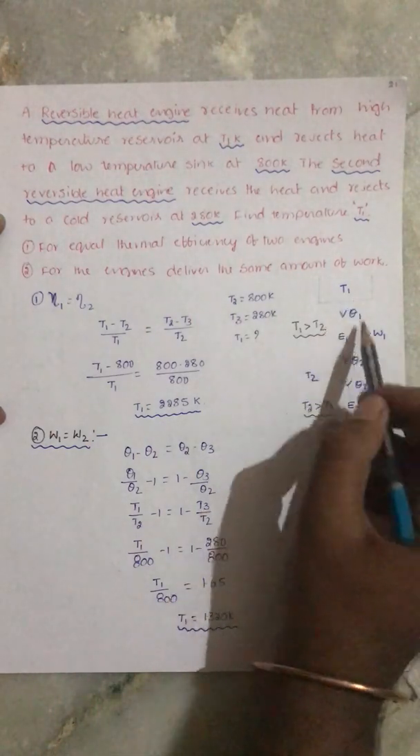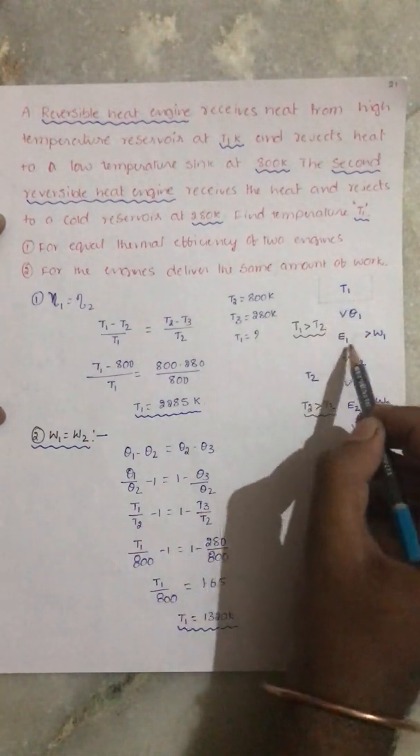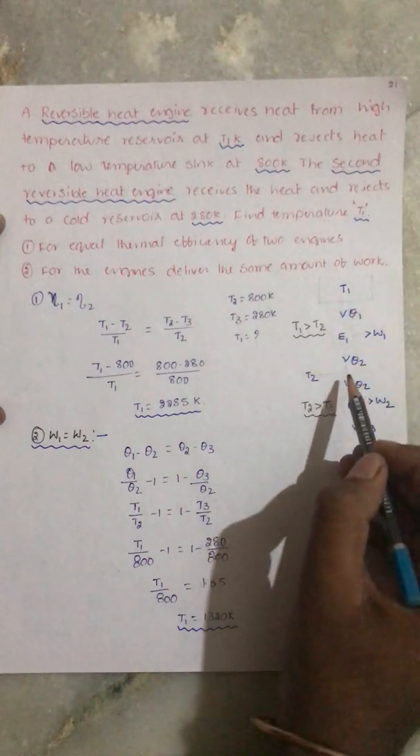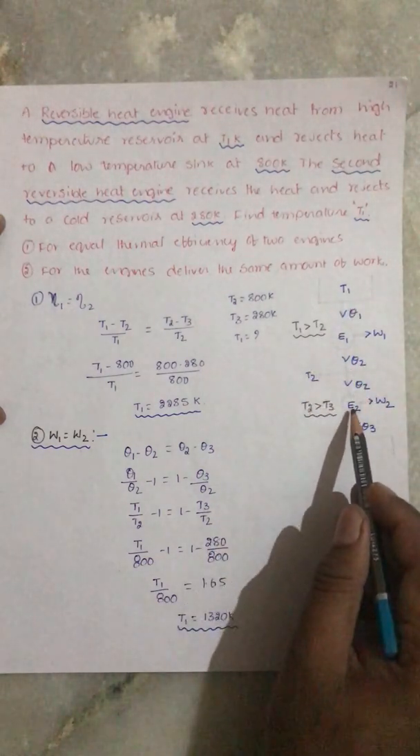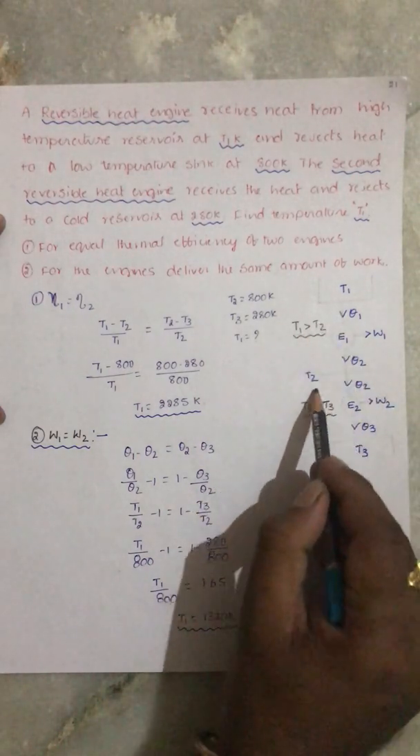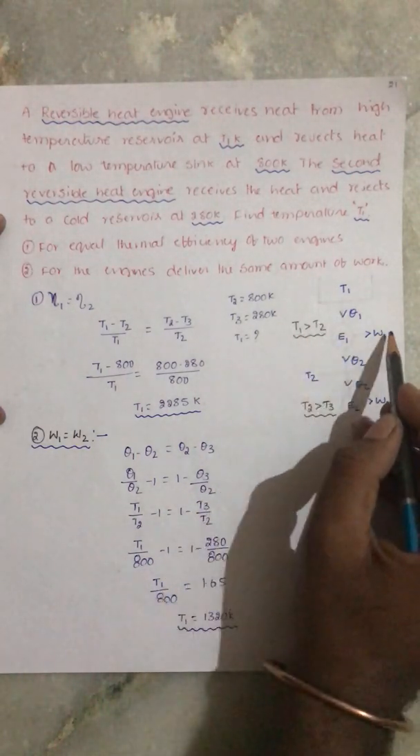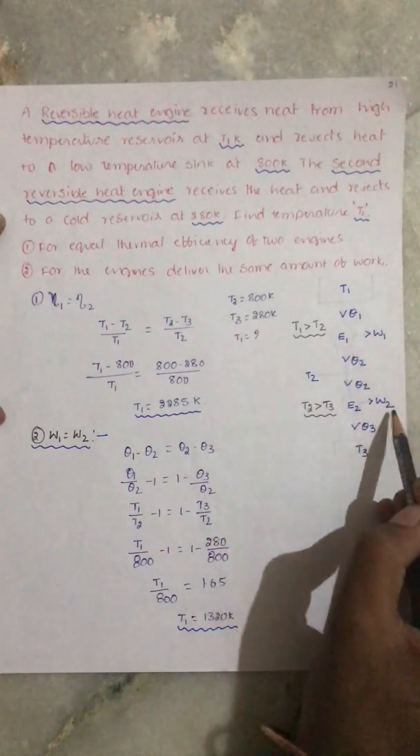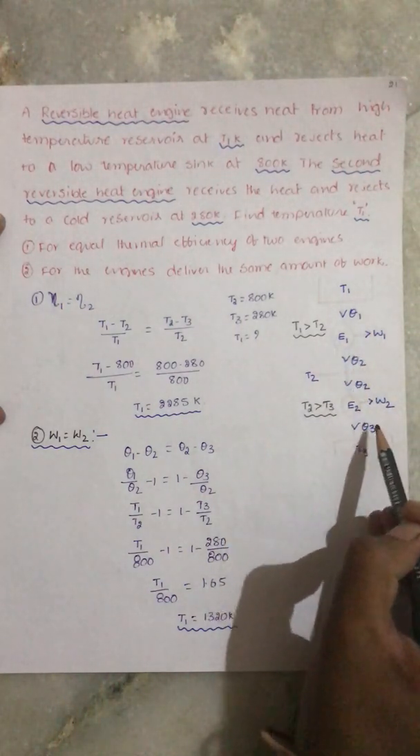Okay, now T1, T2, T3. Engine 1 is operating between T1 and T2. Engine 2 is operating between T2 and T3. T1 is more than T2, and T2 is more than T3. W1 is Q1 minus Q2. W2 is Q2 minus Q3.